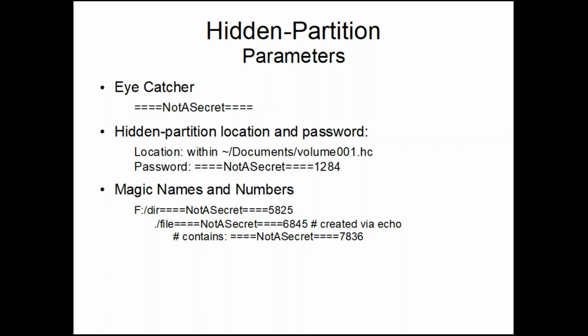And in this case here, I'm not going to take a lot of time to actually populate the thing, but I will mount it to the F drive. I'll create a directory, and then I'm just going to use the echo command to create a file that contains not a secret here. Okay, so let's jump on over to the VM.